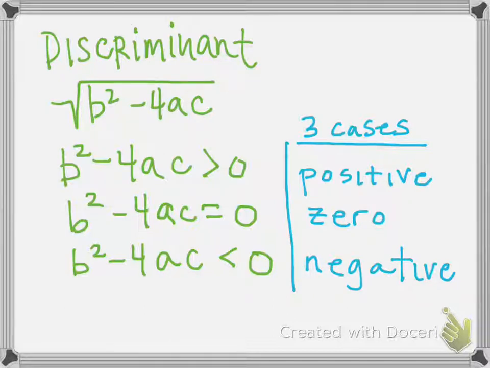So it's kind of a trick that you can use to figure out what the solutions look like before you ever solve the problem. There are 3 possible cases that can happen with the discriminant. The first one is when b squared minus 4ac is greater than 0, or positive. The second one is when b squared minus 4ac is equal to 0, or b squared minus 4ac is less than 0.